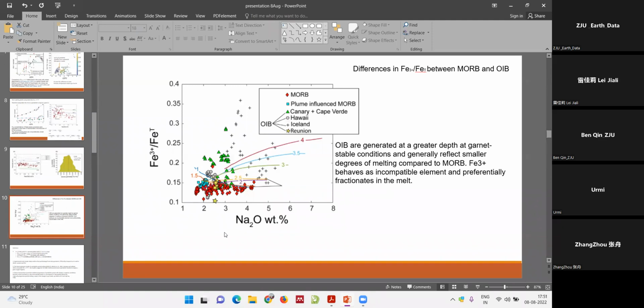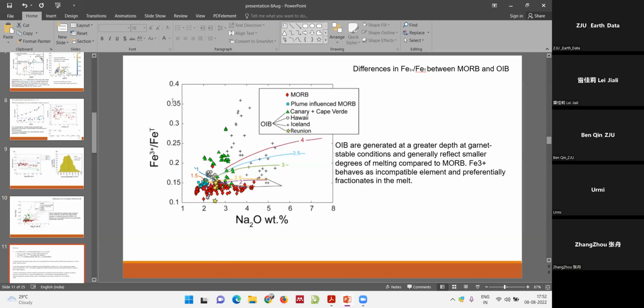So at a greater depth, if partial melting occurs, a very small amount of partial melt will form, and with Fe3+ behaving as an incompatible element, it will preferentially fractionate into the melt that is formed at a high depth, and therefore the Fe3+ concentration in that melt will be very high. So in the case of Hawaii and Iceland, this Fe3+ concentration can be explained by fractional melting and partial melting. However, for other compositions, for example the Canary and Cape Verde, the Fe3+ concentration is quite high, and for this an Fe3+ enriched source could be the possible explanation.